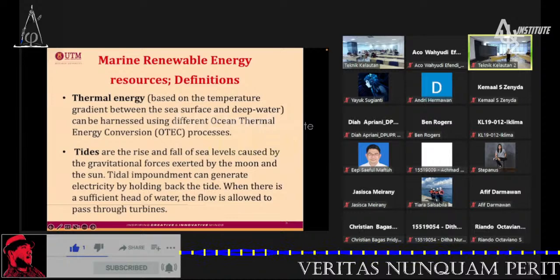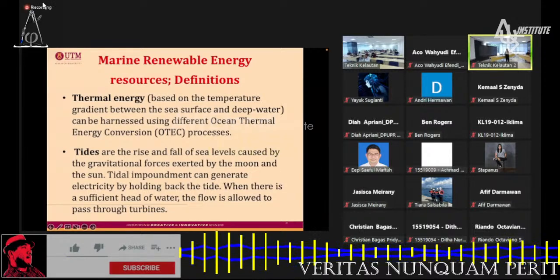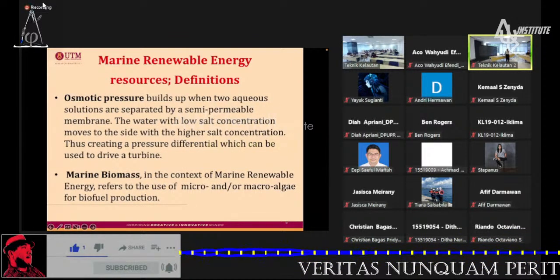Tidal range. Osmotic pressure. Different marine biomass, using the seaweed and so on. A lot of alternatives.